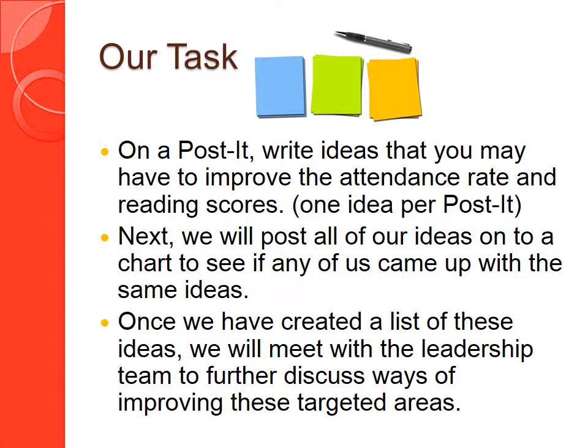Our task here is we're going to look at those 3 questions, and we're going to write some ideas that we have to improve the attendance rate as well as the reading scores, and particularly the reading scores for 7th grade African American students. Please put only 1 idea per post-it. Once we're finished writing those down, we're going to put all of those post-its onto a chart, and we're going to see if we came up with any of the same ideas.